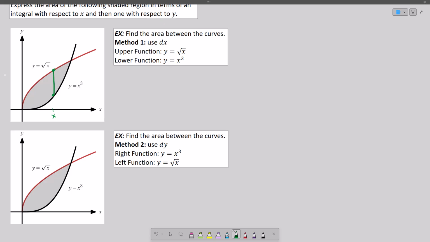Our area will be the integral. Height of the rectangle is the upper curve minus the lower curve. The upper curve is the square root. The lower curve is x cubed. So these are examples of functions I would definitely expect you to be able to graph. Those ones you should be able to graph.